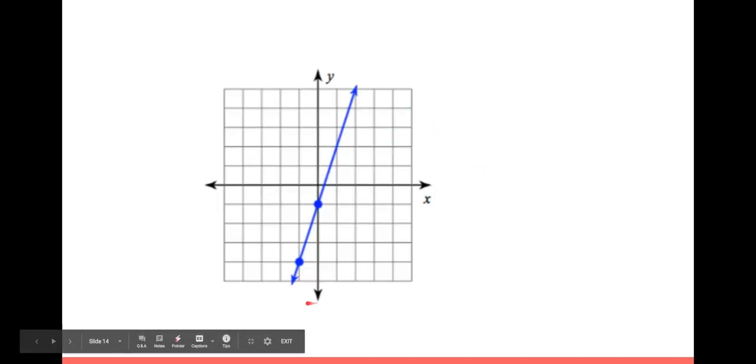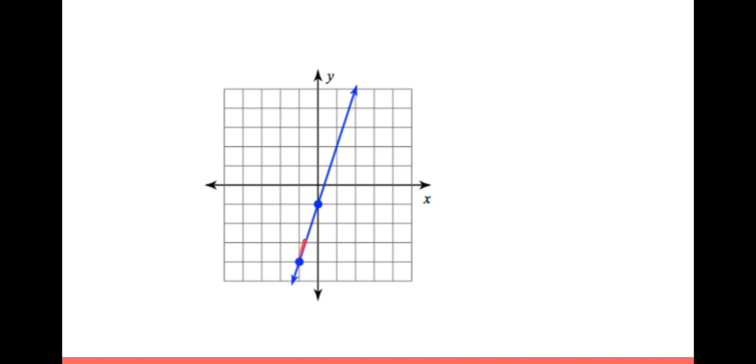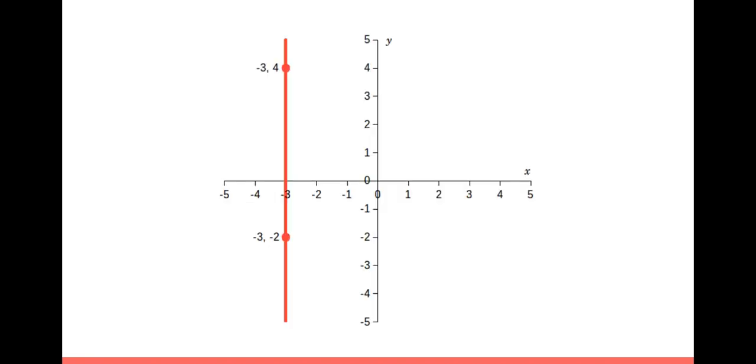With this one, this is our first positive slope. So if I start here, I'm going up, so we know it's positive. And if I go from the first dot to the next, I'm going up 1, 2, 3, and over 1. So my slope is 3 over 1, which we could also just call 3.